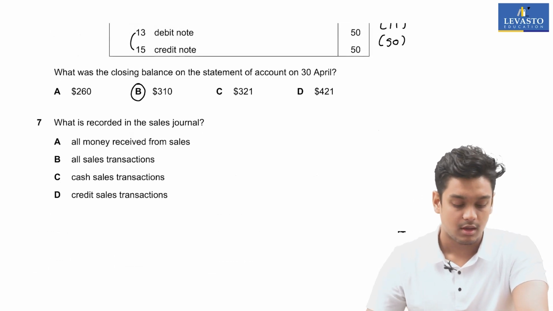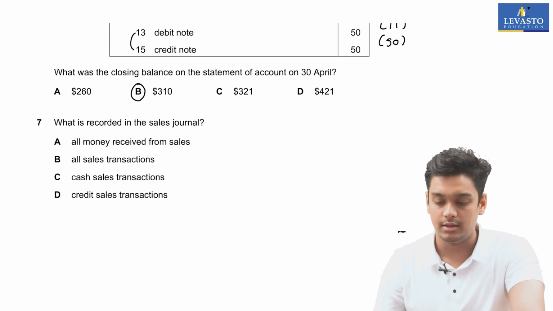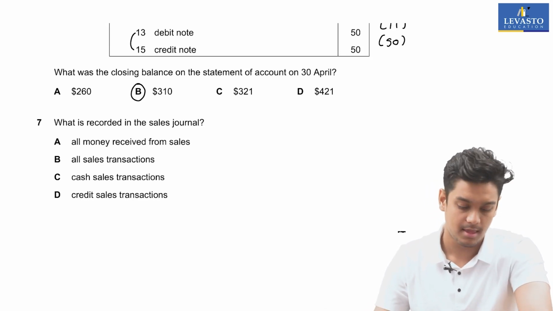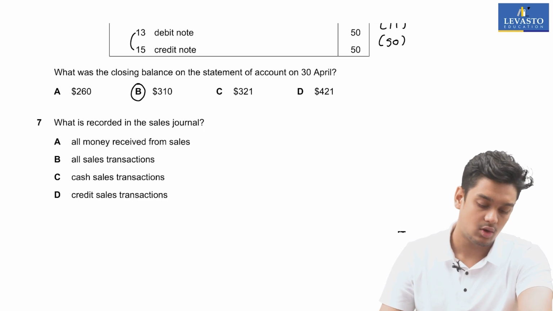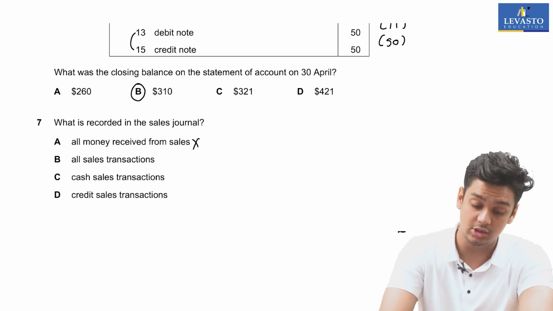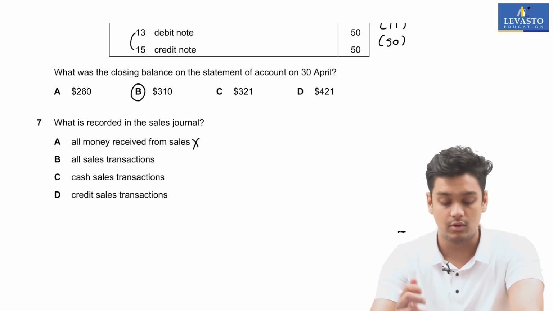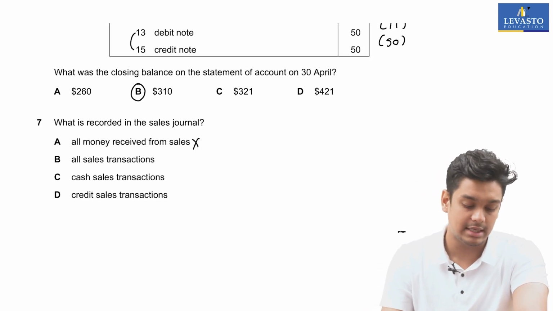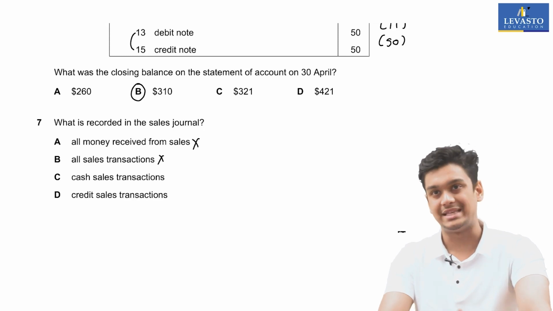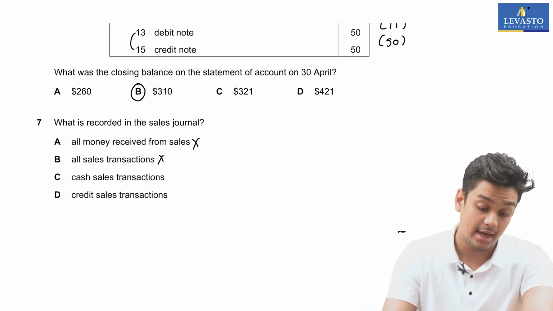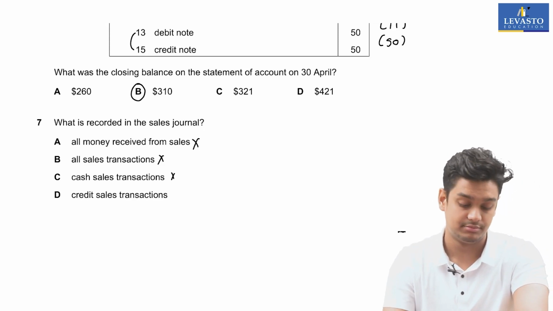Number 7. What is recorded in the sales journal? Very simple. Credit sales of inventory. Okay, so do we have an answer like that? All money received from sales? No. Any money received from sales will go to the cash. All sales transactions? No. Because sales is broken down into two, cash sales and credit sales. Cash sales transactions, definitely no.